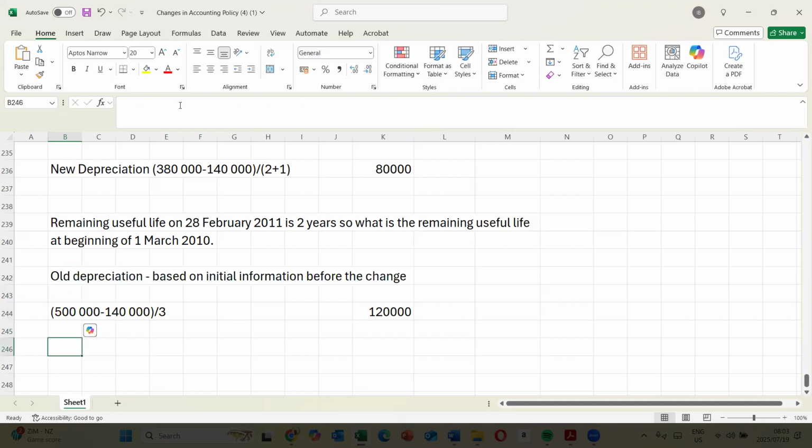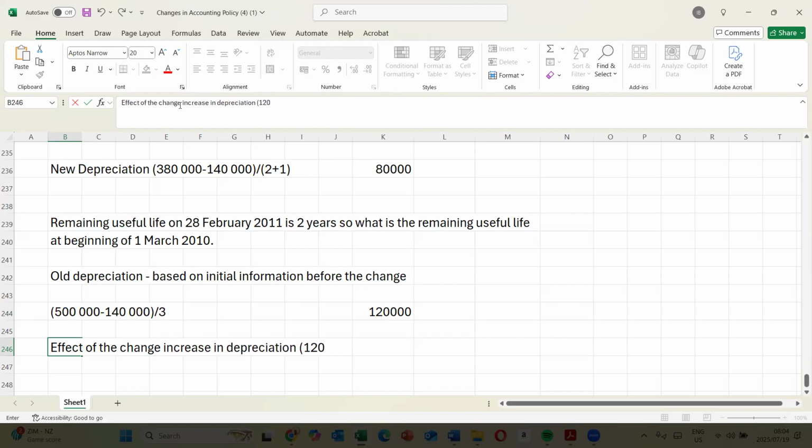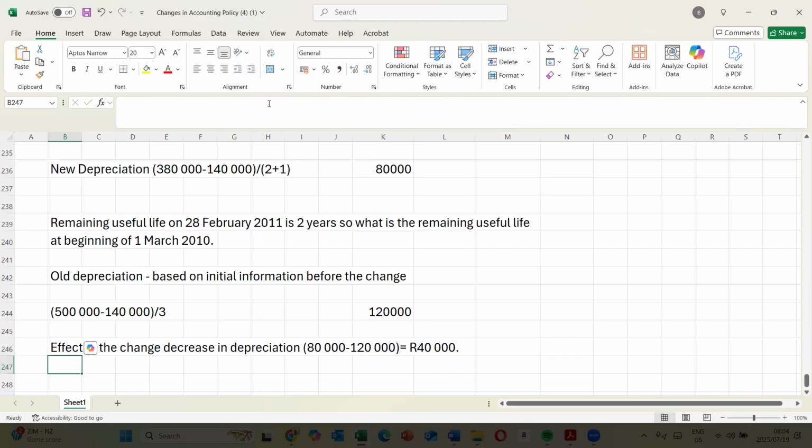Now, what is the effect of the change? In terms of this, the effect of the change is an increase in depreciation. As you can see, it's actually a decrease. There's a decrease in depreciation from 120 to 180, so there's a decrease in depreciation of 40,000. So that's what you have on your calculation.